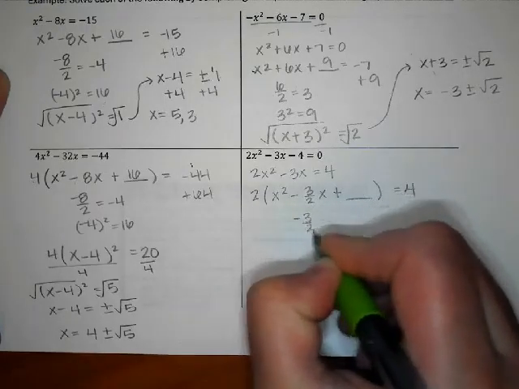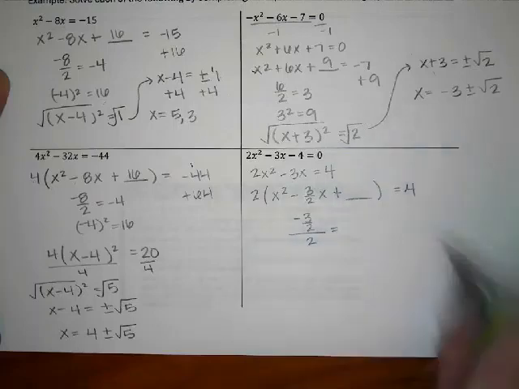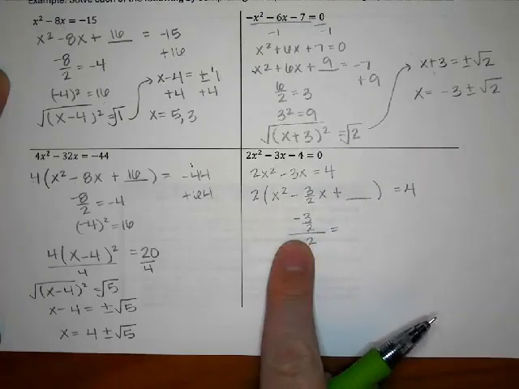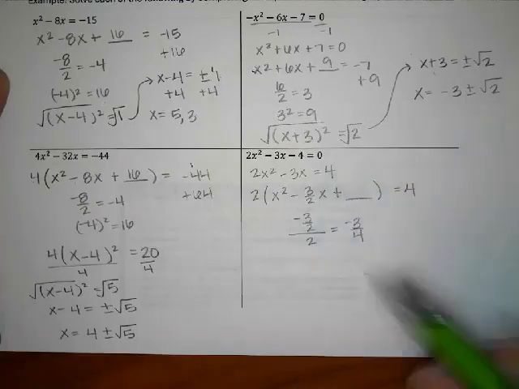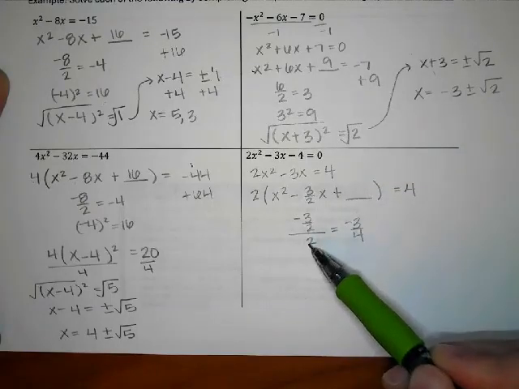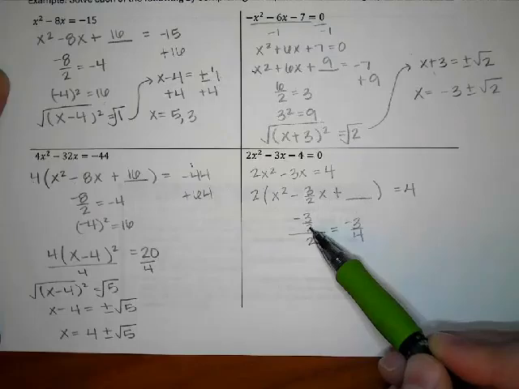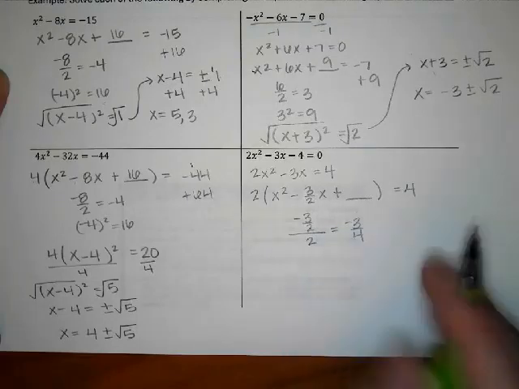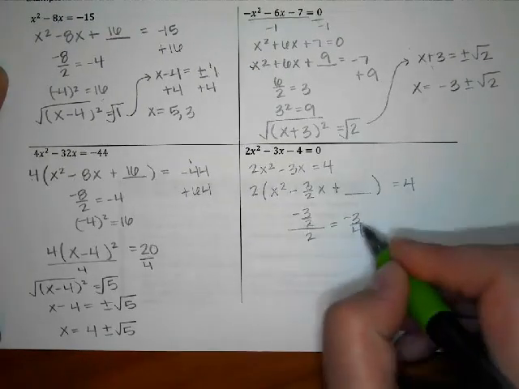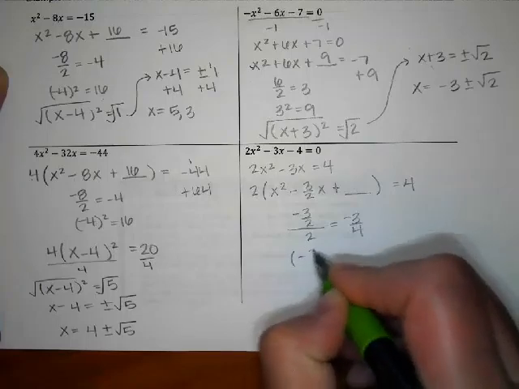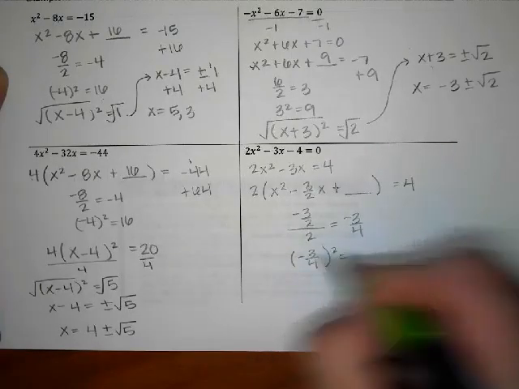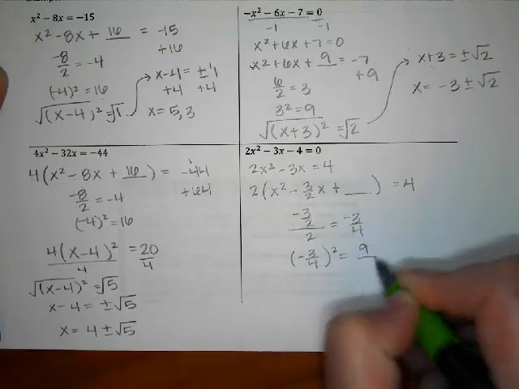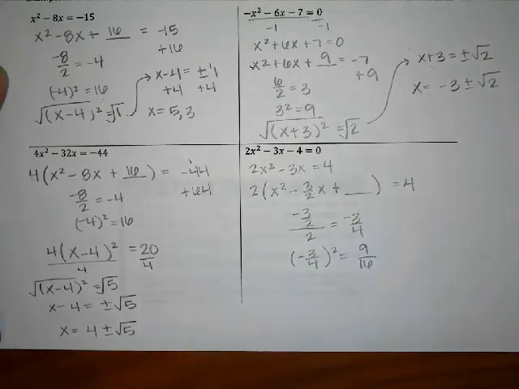All right, so now I'm going to take this middle term. I'm going to divide it by 2. Negative 3/2 divided in half is negative 3/4. So what happens is this 2 doubled the denominator. Negative 3/2 divided by 2 is negative 3/4. Now I'm going to take that and I'm going to square it. And I get negative 3 squared is 9, 4 squared is 16. So 9 over 16 is the number that completes the square.